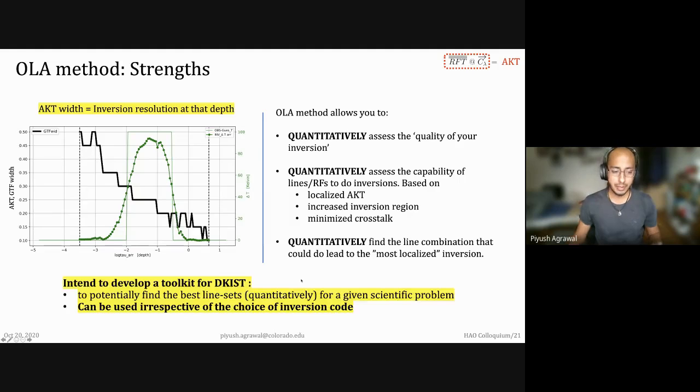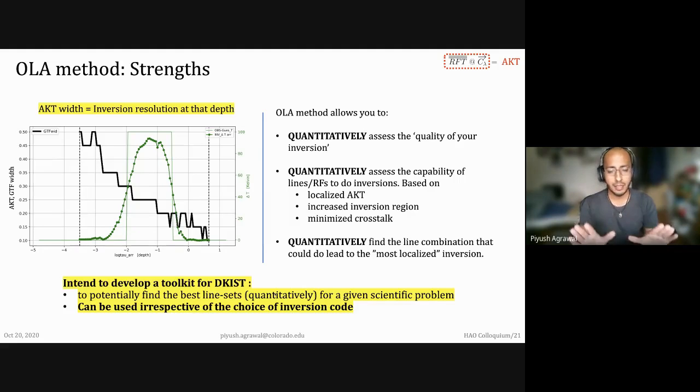And using this, I do have an intention to develop a toolkit for DKIST. Sorry, I'm selling this a little bit, but that can potentially find the best line sets quantitatively for a given scientific problem. The best part about this toolkit is that it can be used irrespective of the choice of inversion code. You can use whatever inversion code you want, but this can help them assess what lines or where they should be observing.